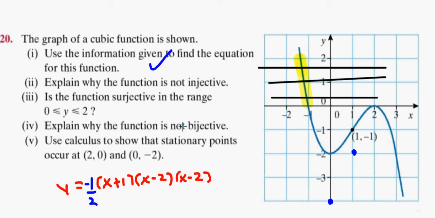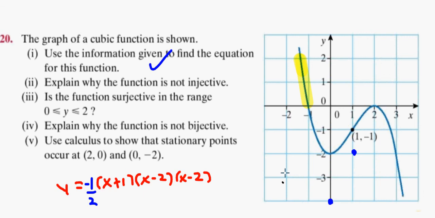Explain why the function is not bijective. Well, it's not injective to begin with. So bijective would be perfect 1 to 1, isn't it? Like a straight line. Every input only has one output. Every y value has an x value. The codomain is busy. Use calculus to show that the stationary points occur here.